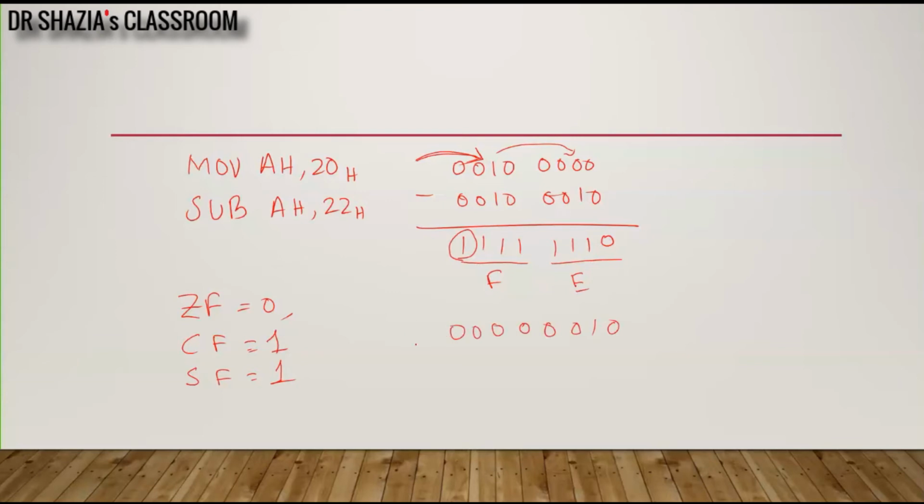So with a negative sign, my result will be minus 02, which is expected when I am subtracting 22 from 20. So this is how basically the subtraction operation or SUB operates.